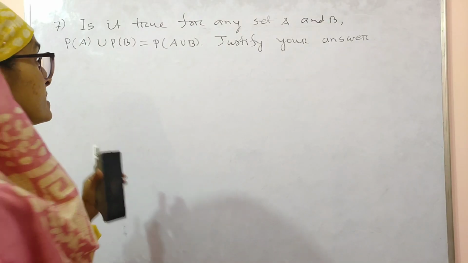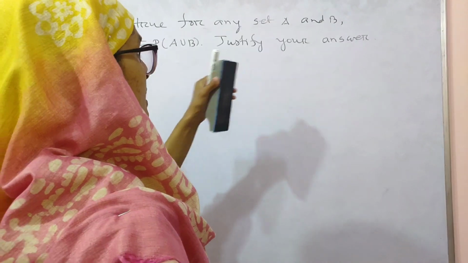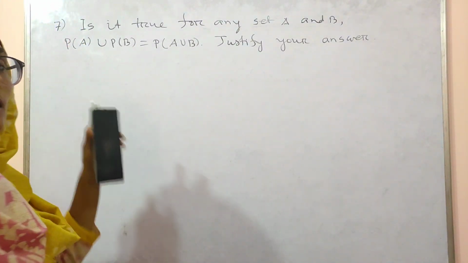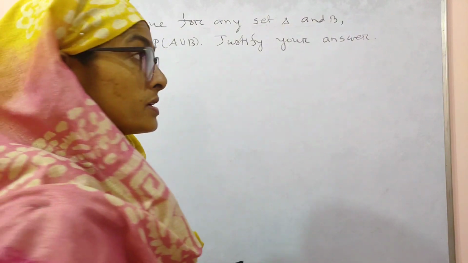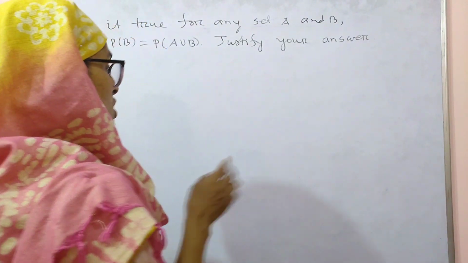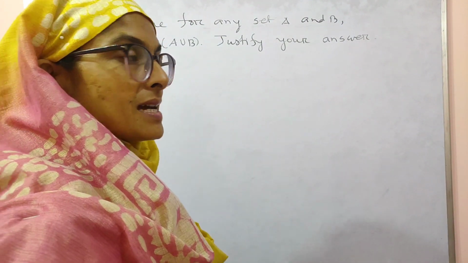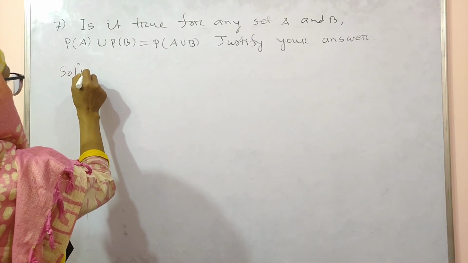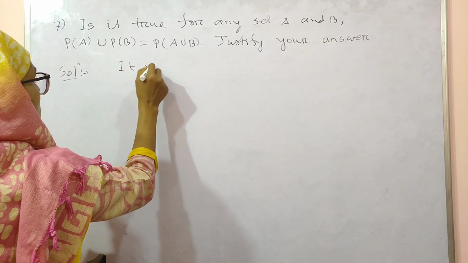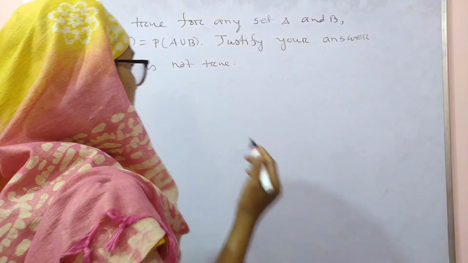Number 7. Is it true for any sets A and B that the power set of A union the power set of B equals the power set of A union B? Justify your answer. It is not true. You can take any example to justify your answer. Write down the solution. It is not true. Now you have to justify your answer.